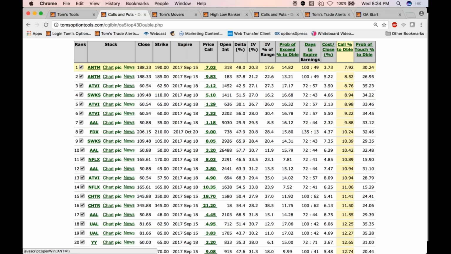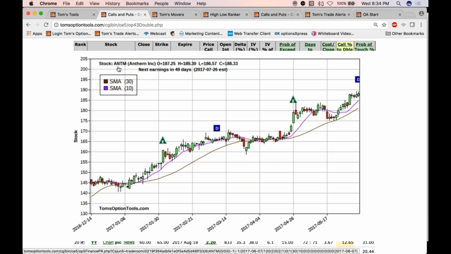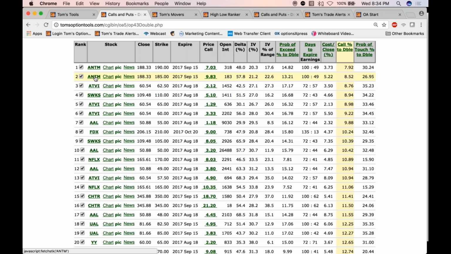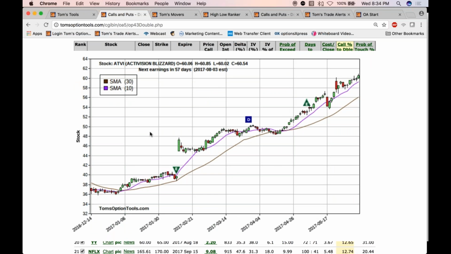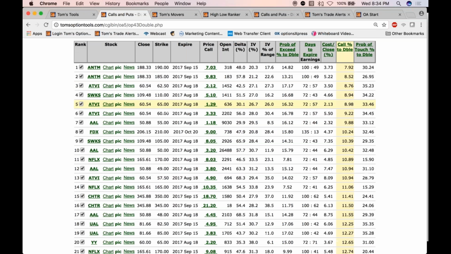Anthem, the healthcare stock, has a 7.92% chance to double on the calls, and then I can go in and say, well, let me look at the picture. We have these intuitive pop-up graphs here at Tom's Option Tools where you can pop it up and then release it. Then I look at Activision Blizzard and I go, wow, shooting off to the races, all-time high. Wow, these look pretty good for someone who's saying, don't look at these.